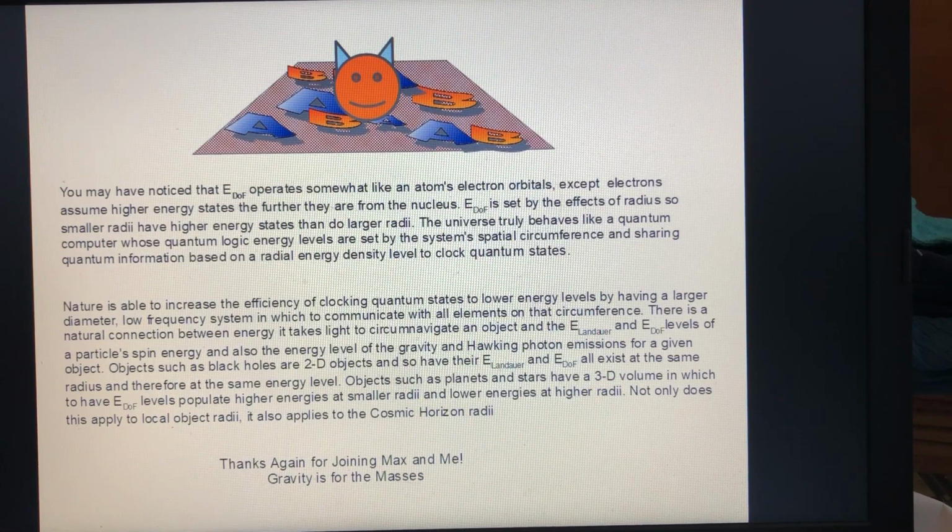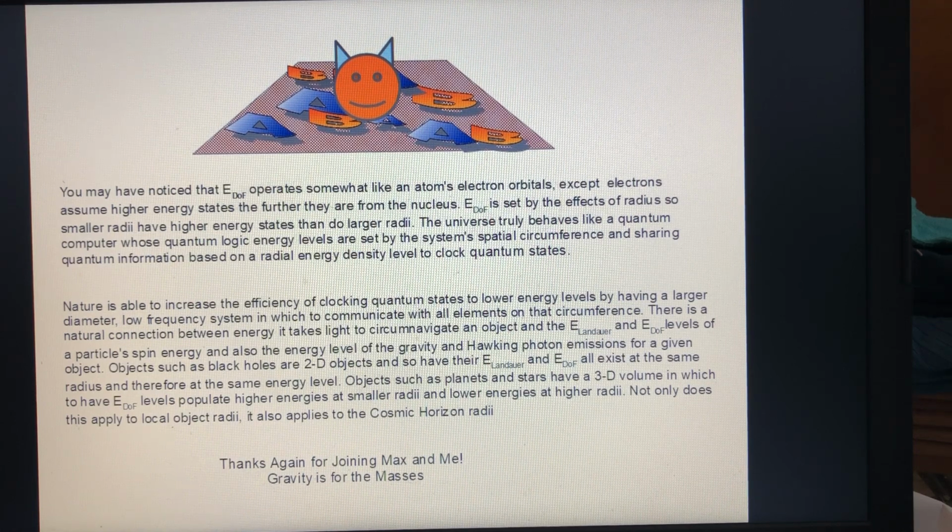That was a mouthful. Nature is able to increase the efficiency of clocking quantum states to lower energy levels by having larger diameter, low radius system in which to communicate with all elements on that circumference. There is a natural connection between energy it takes light to circumnavigate an object and the E Landauer and E degree of freedom levels of a particle's spin energy, and also the energy level of gravity and Hawking photon emissions for a given object.